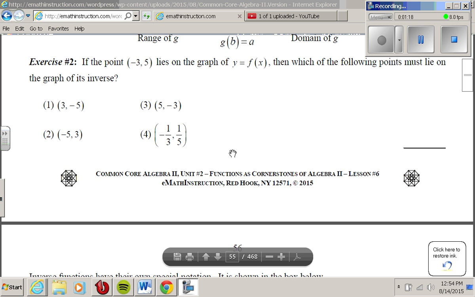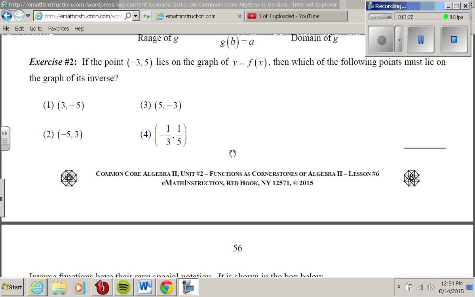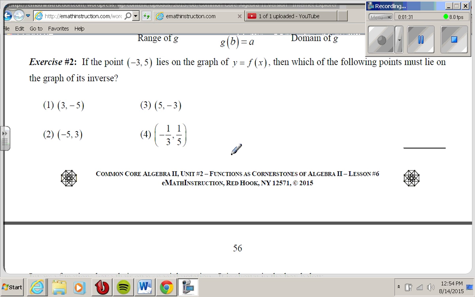So if I have the point negative 3, 5 that lies on the graph of f of x, which of the following points has to lie on the graph of its inverse? Well, we know x becomes y, y becomes x. My domain and range switch. The inverse becomes 5, negative 3. The signs don't change, just the position of the x and y.